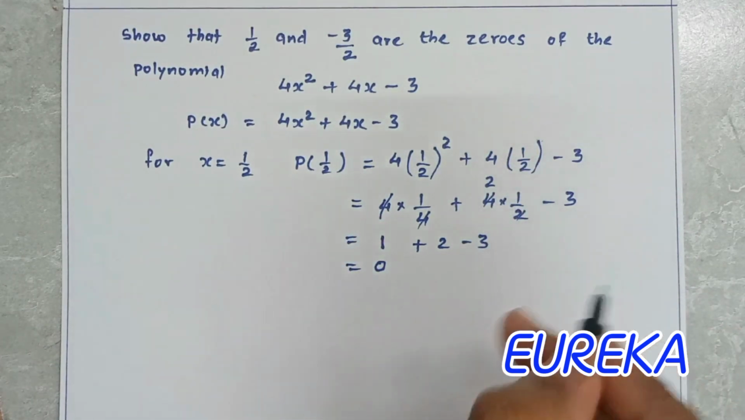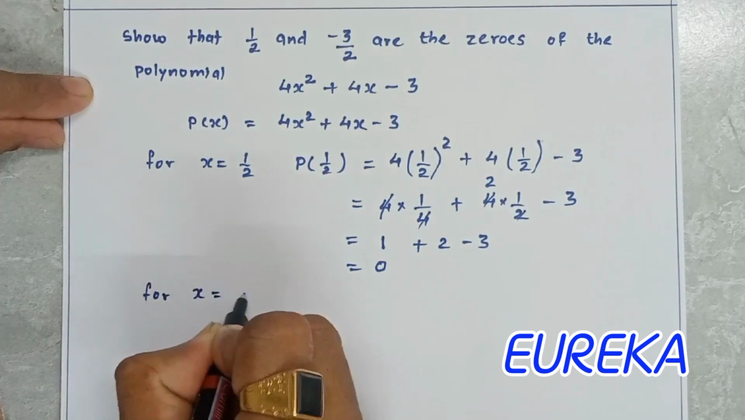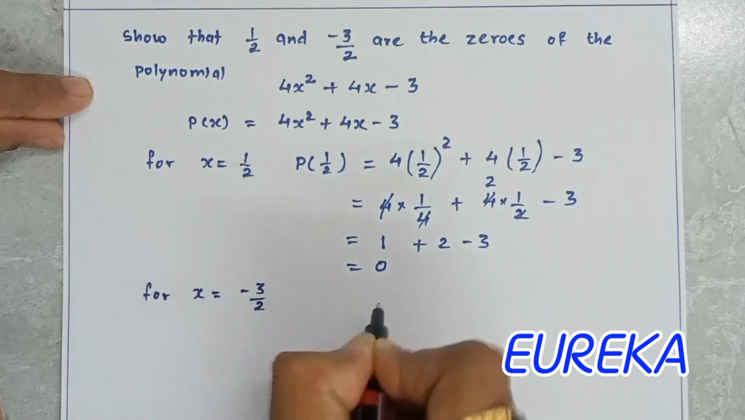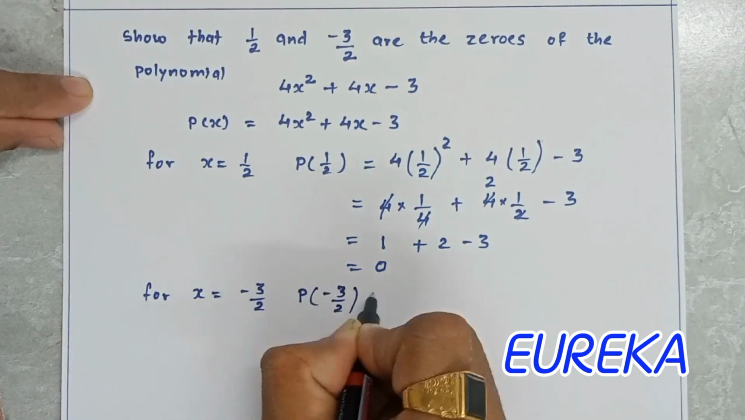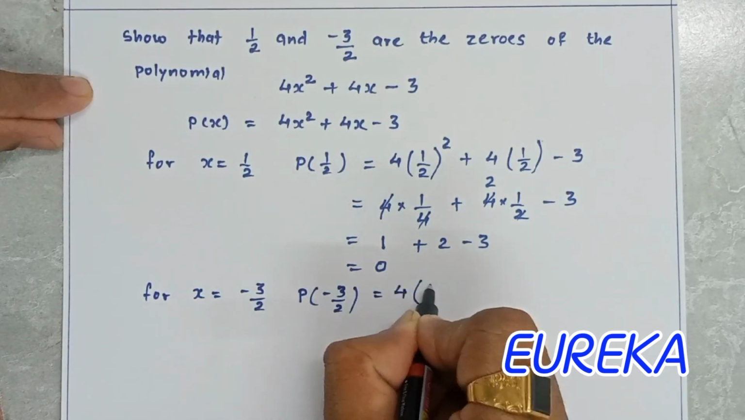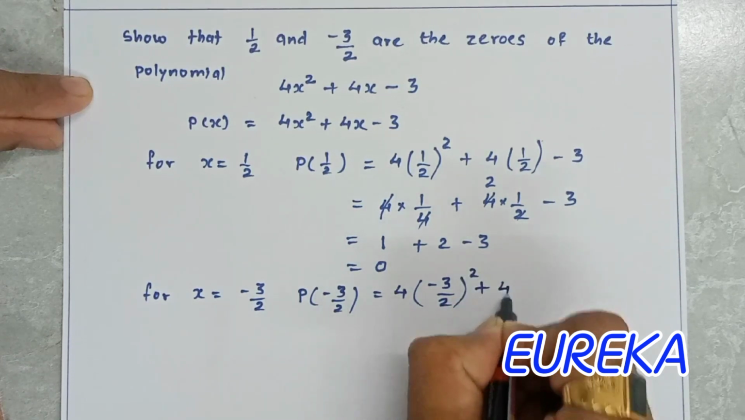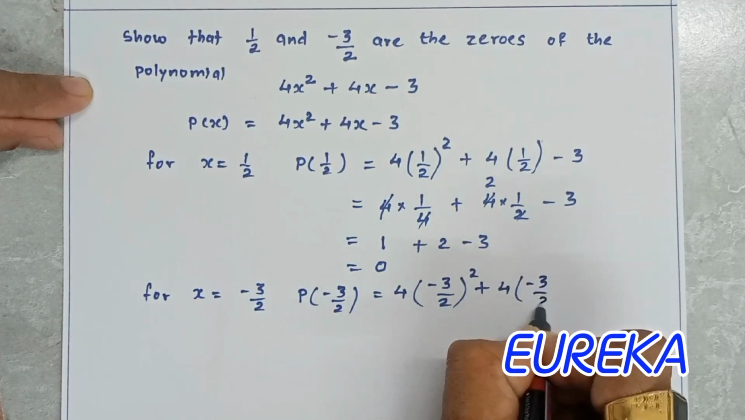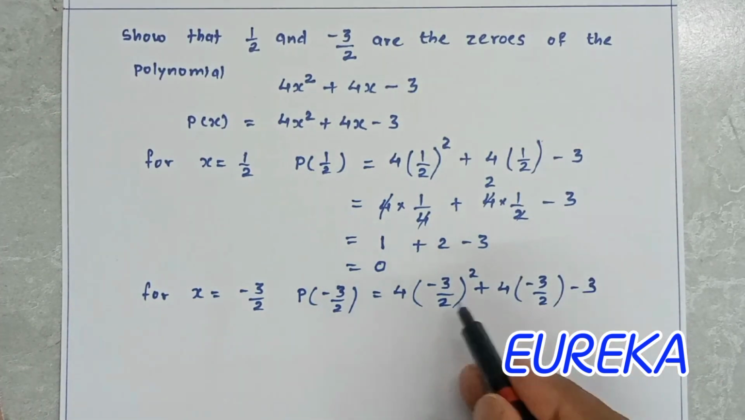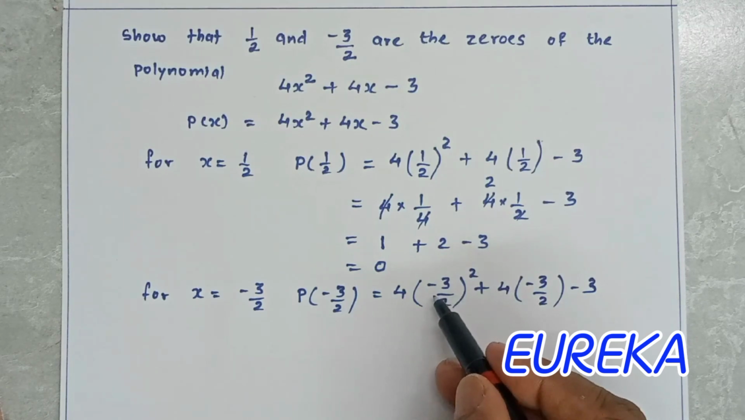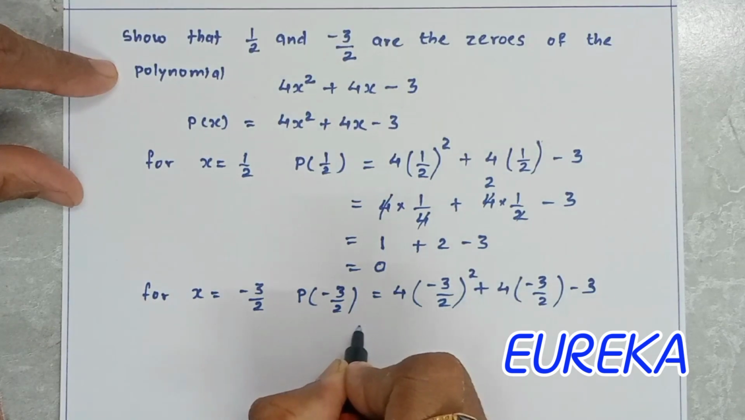Now we will check for the second, x equals minus 3 by 2. P of minus 3 by 2 equals 4 into (minus 3 by 2) square plus 4 into (minus 3 by 2) minus 3. Now 3 square is 9, but we know that even though minus is there, the square will be positive. Is it very clear?